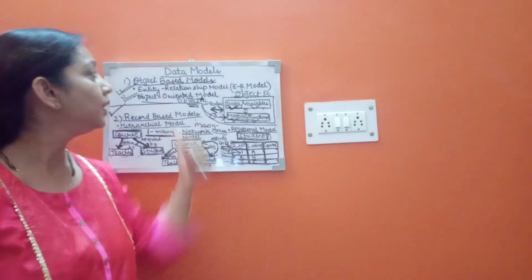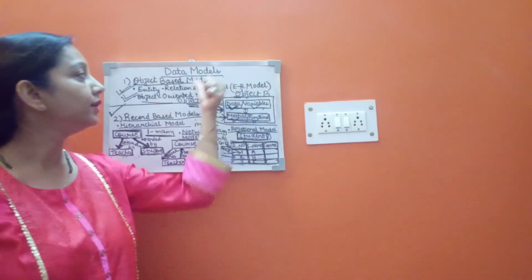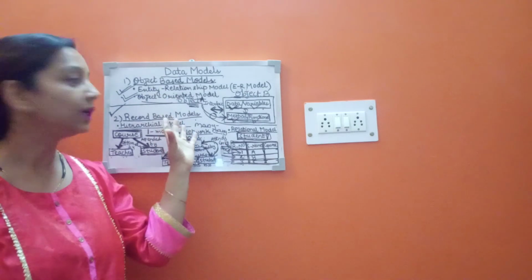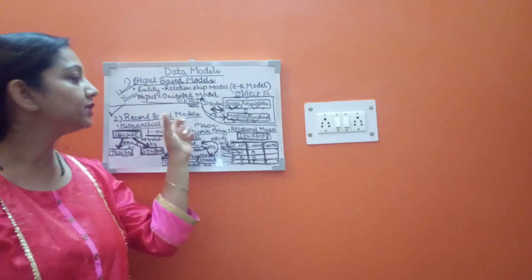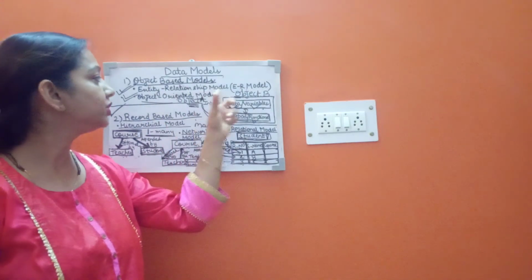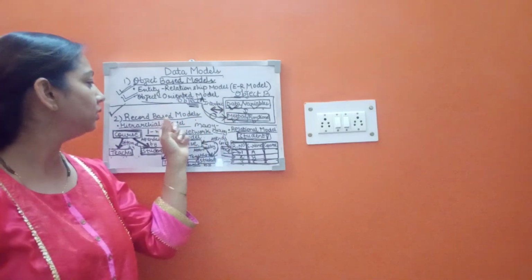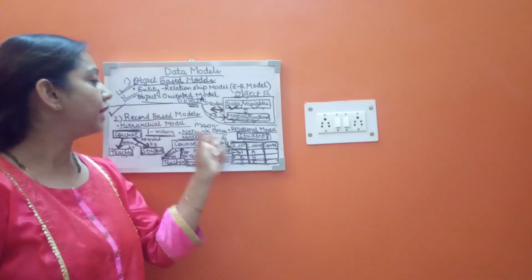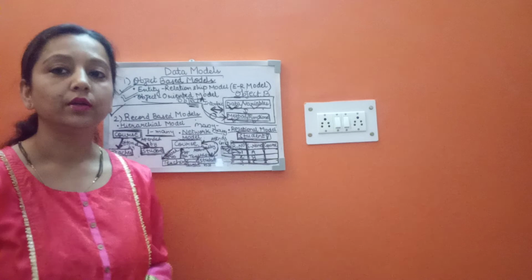So I hope the concept of data models is clear. The object-based models, record-based models, entity relationship model, object-oriented model, hierarchical model, the network model and relational model are now clear.